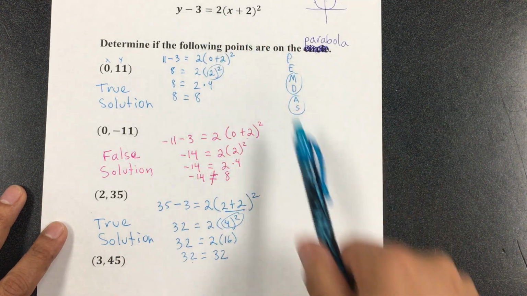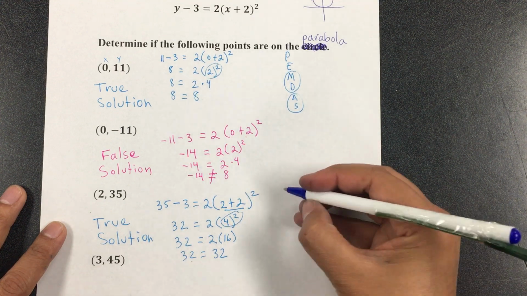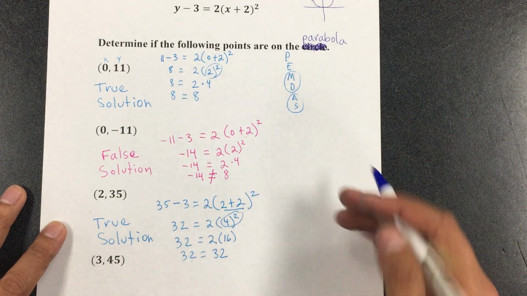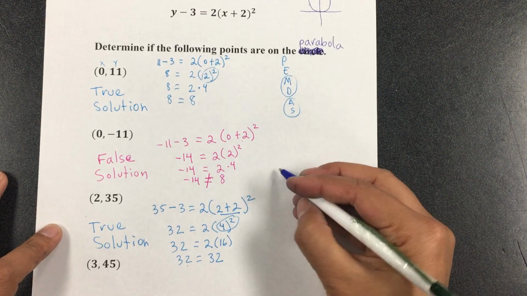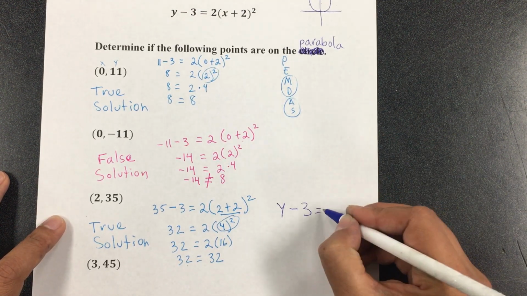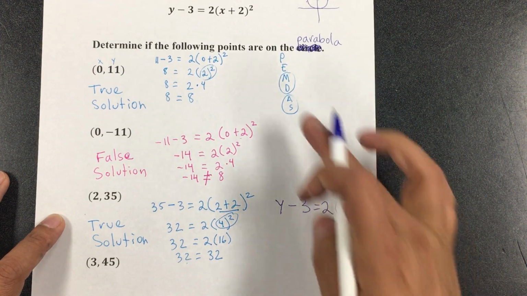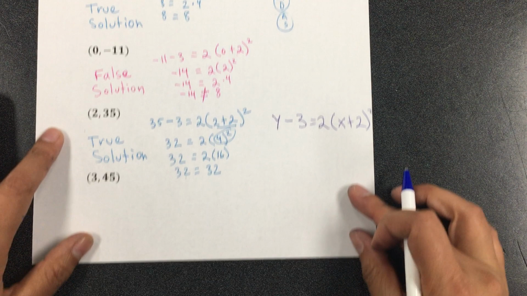And I'm going to write this equation down here just because I'm going to put the paper up, and I want you to see the equation. So it's y minus 3 equals 2 times x plus 2 square. Okay, so it's the same equation of the parabola.